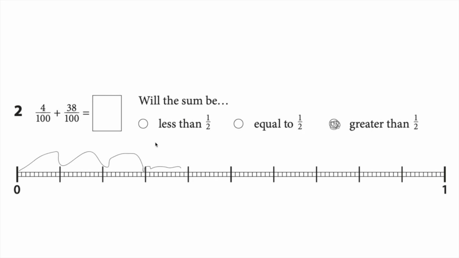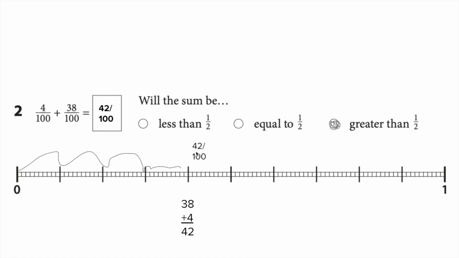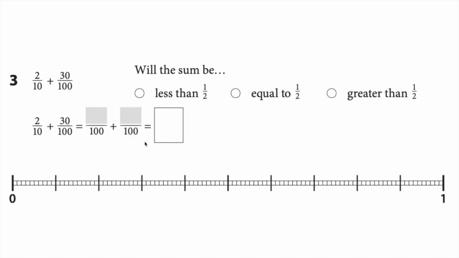Let's take a look. We have 1/10, 2/10, 3/10, and 38 hundredths, because we look at the larger number first, 38 hundredths, and then we just add 4 more hundredths, landing us at 42 hundredths. Oh, that puts us less than a half. Whoopsies, my prediction was wrong, but that's okay. We learn more when we make mistakes, right? So 42 hundredths is our answer for that addition problem.